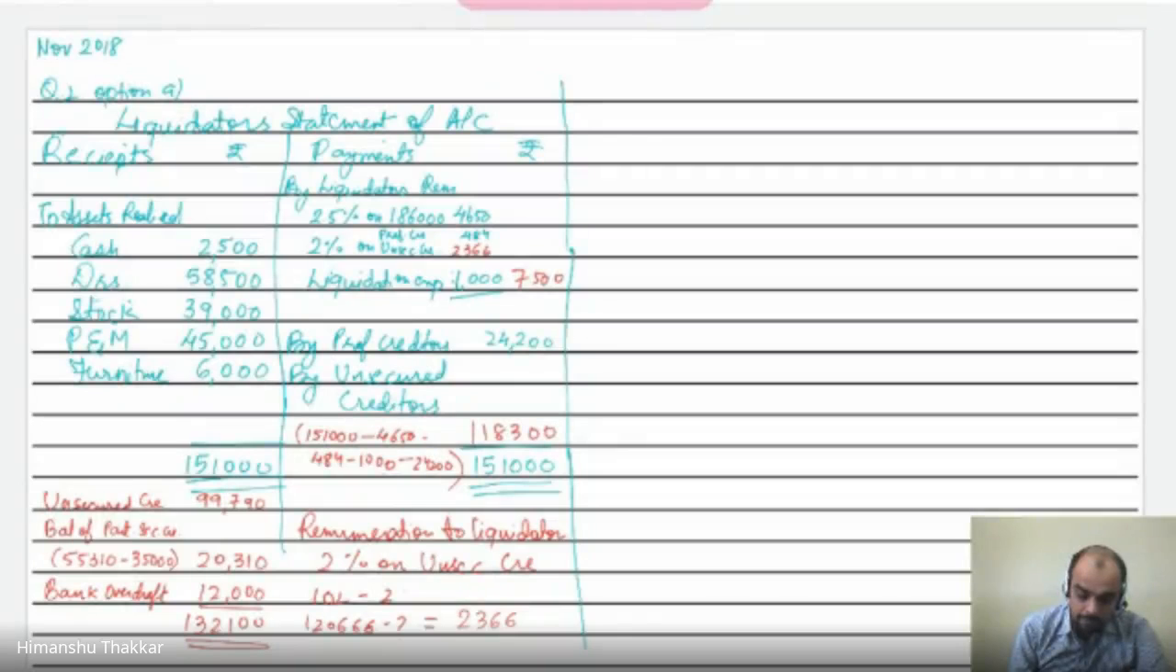Understood the point, especially intrinsic value? Okay. So now the work becomes simple. We have to just prepare the accounts.